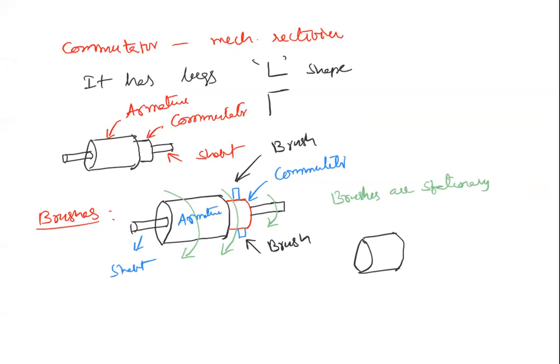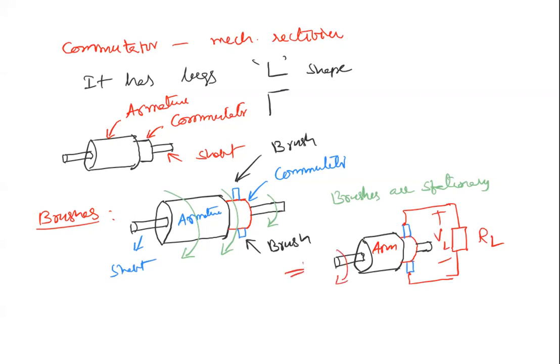One more important matter. Brushes are drawn in blue color. To the brushes, we connect an external circuit. So if this is a generator, this is the armature, this is the shaft, and it is rotating.